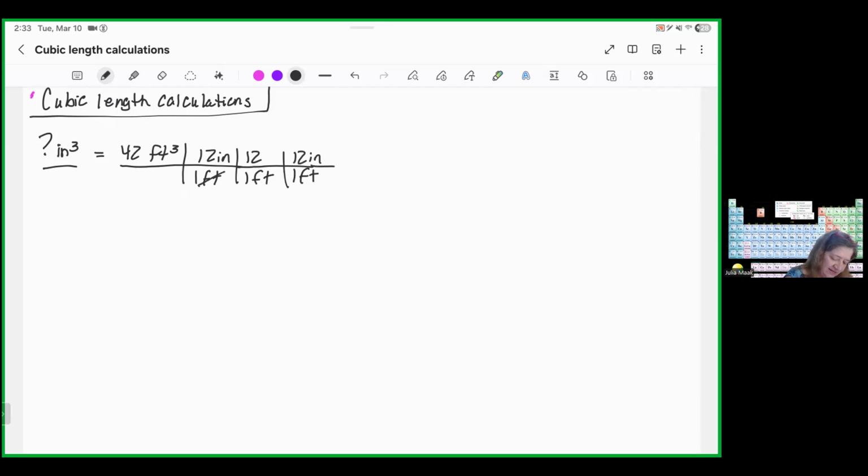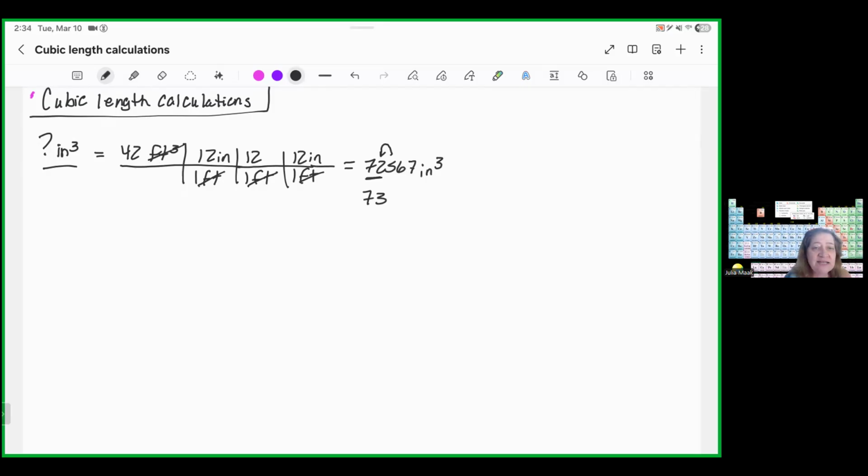So those 3 feet units cancel those 3 feet units, and you are left with 3 inch units. I'm going to go ahead and calculate that, and I get 72567. Now, technically, we're limited to 2 sig figs, so that 5 is going to round that to a 3.